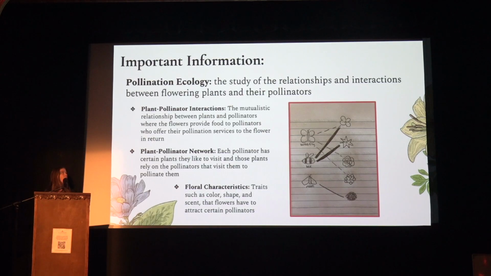help them reproduce. This forms what we call a plant-pollinator network, so you can see my lovely professional picture over there. It's basically links between pollinators and the kind of plants that they visit, so it's just the structure of the ecosystem. And then finally, floral characteristics, which are just ways that flowers may have adapted to attract certain pollinators to them, so keep that in mind because that's important for the next slide.